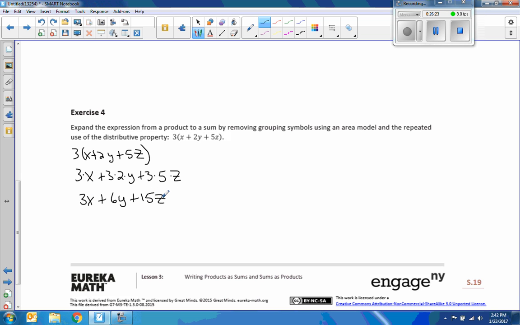x, y, z, 3 different terms. They are not alike. I cannot add them. If I were to do this as a model, an array, then the number outside is your width. Let that equal x. Change colors for y. So let's make y a little bit bigger because there's 2 of them. So let's call that 2y. In other words, that would be y, and that would be a y, so there's 2y.